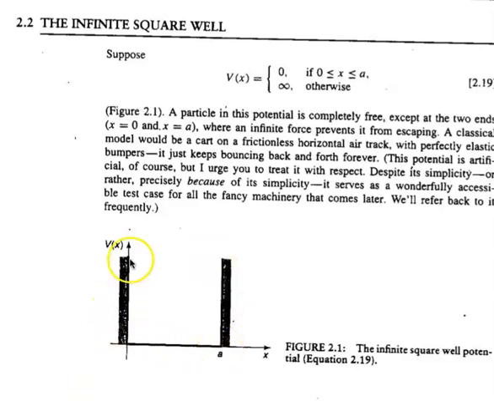And at x equals 0, the potential is infinite. That's what that arrow indicates. And at x equals a, the potential is infinite. That means the particle is trapped in this region, and that entrapment now leads to some interesting physics.